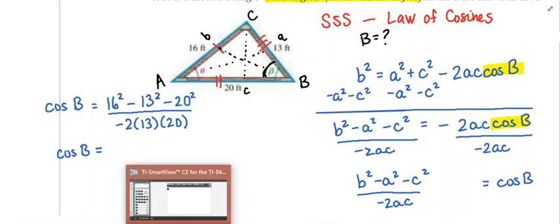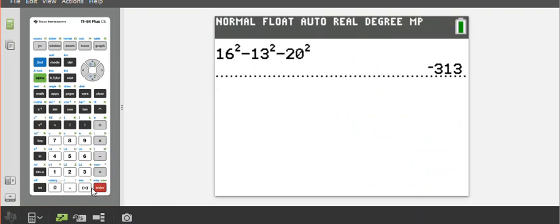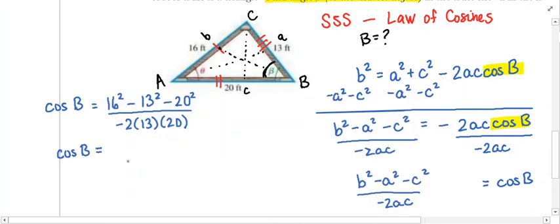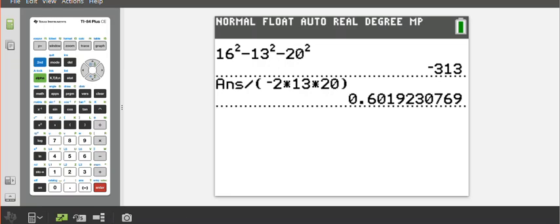So we're going to go and punch this in. I'm going to put the numerator in first. So this is going to be 16 squared minus 13 squared minus 20 squared. Okay, and so we're going to get this number. Actually, that's a pretty nice number, -313. And we're going to divide that by this quantity, -2 times 13 times 20. I'm just going to go ahead and pop that in. When I divide here, I'm going to hit my division key. I'm going to put the entire denominator in parentheses just to be careful here. So we're going to divide by -2 times 13 times 20. And so this is going to be the quantity on the right.